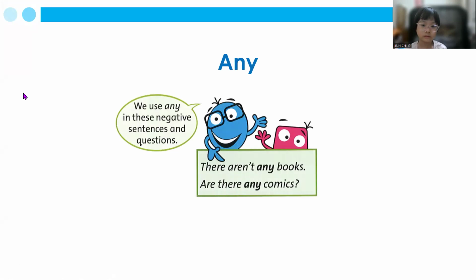Now let's look at this one. I want you to look and read. We use any in this negative sentence and questions. Very good. So, what are negative sentences? Okay, we can say that a sentence is negative because of the word not. Then we use any for that. Example, there isn't any juice inside the fridge. There aren't any children in the park. And we also use any when we ask question, is there any cat in your bedroom? Are there any apples on the tree? Like that. Okay? Now, what's your sentence using any in a question?